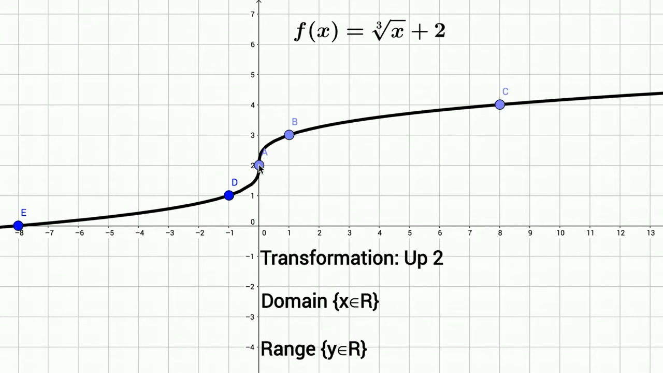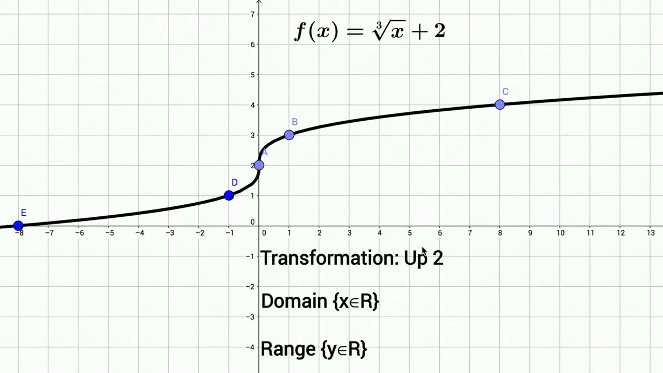There's no horizontal shift left or right again. X is not subtracting any number. Starting from this location, I do my count. Right 1, up 1, right 8, up 2. Left 1, down 1, left 8, down 2. Remember, this is a cube root function, so I'm looking for the cube root.